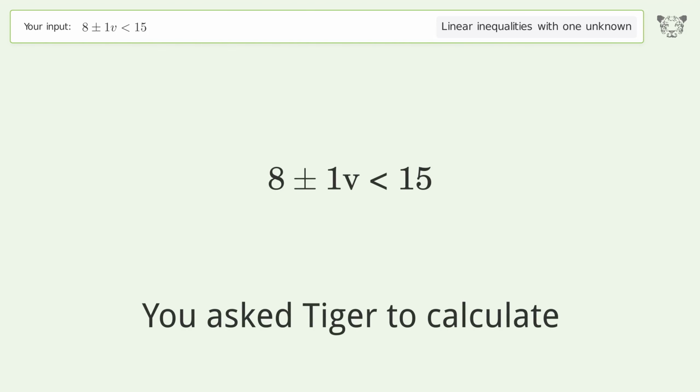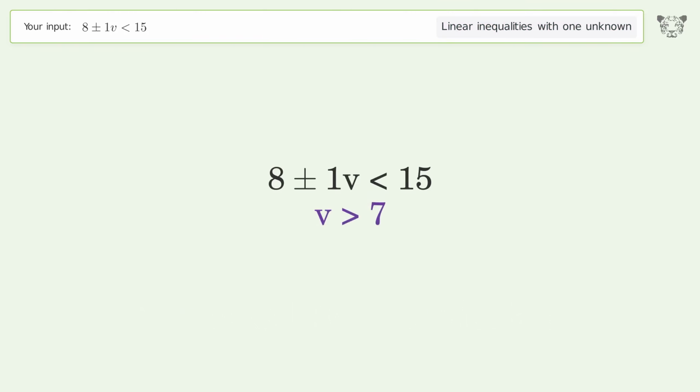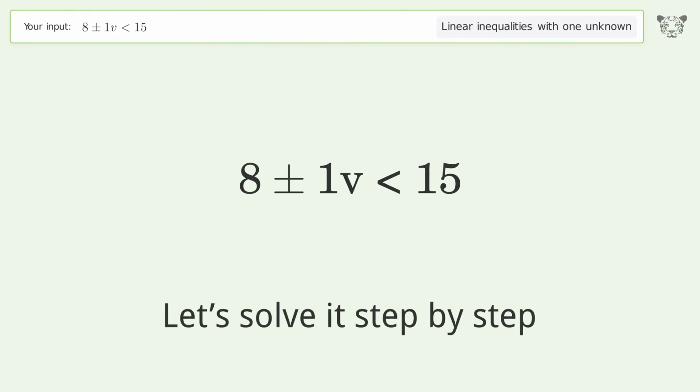You ask Tiger to calculate. This deals with linear inequalities with one unknown. The final result is v greater than -7. Let's solve it step by step.